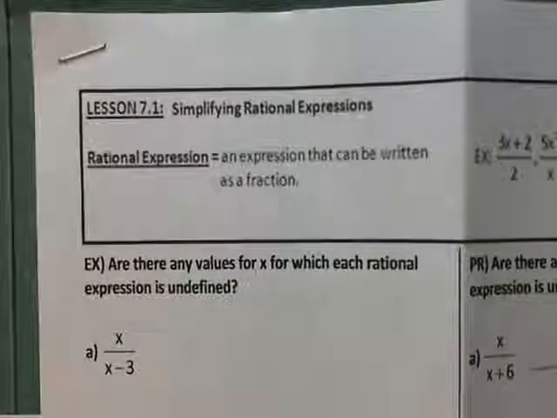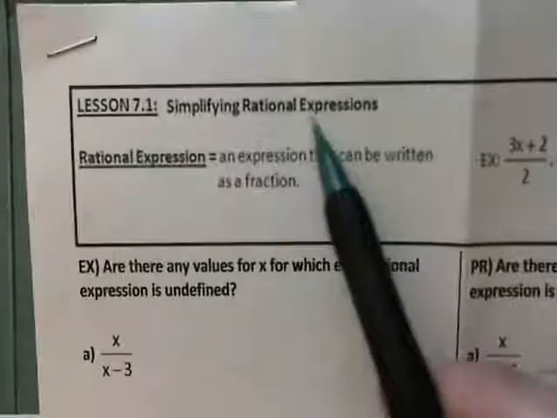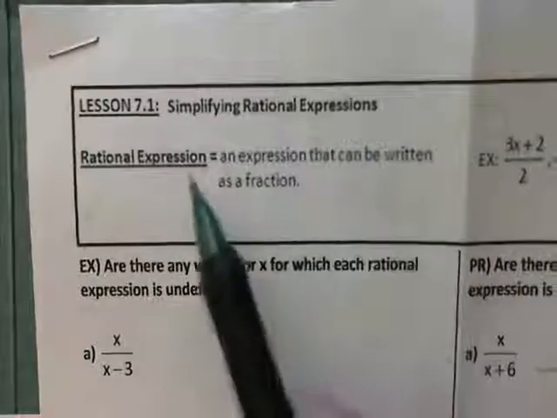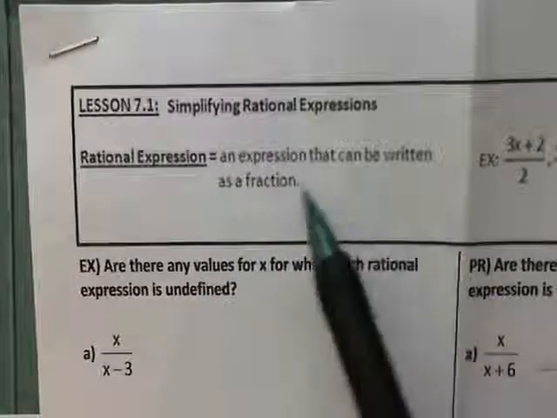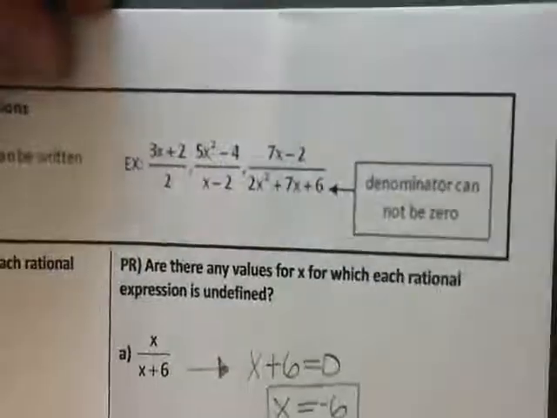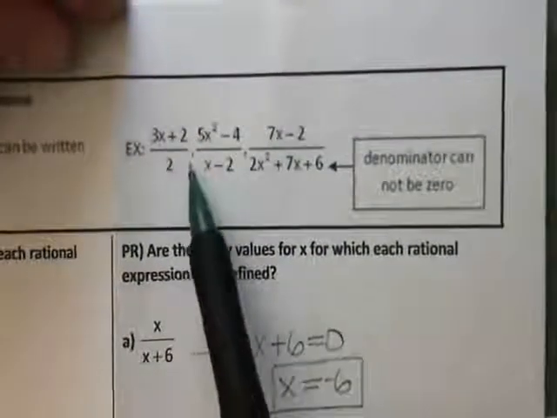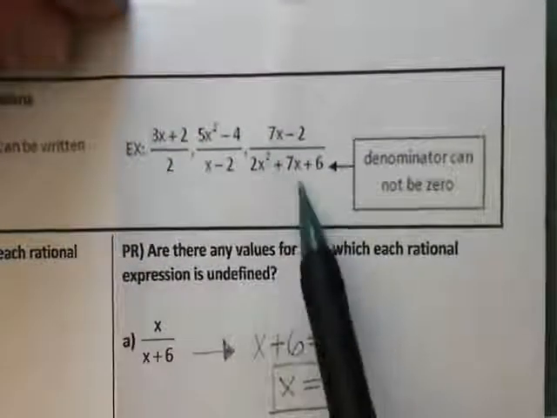Okay, this is lesson 7.1, simplifying rational expressions. A rational expression is an expression that can be written as a fraction. So here are some examples of rational expressions. All these are expressions that can be written as a fraction.